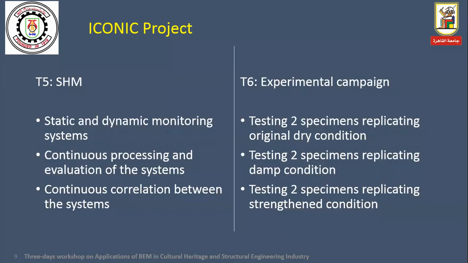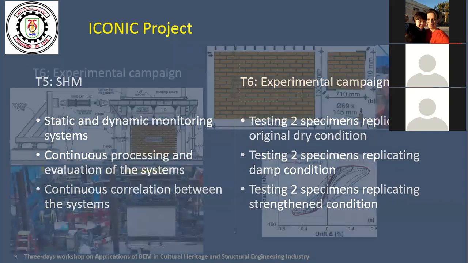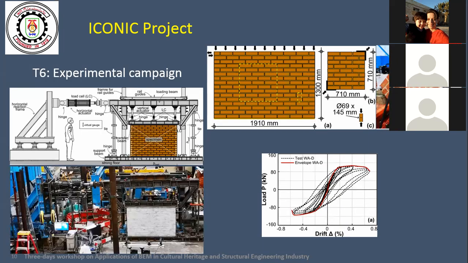Task 5 is structural health monitoring, where we do static and dynamic monitoring systems, continuous processing and evaluation of the system, and correlation between these readings and the structural integrity of the system. Task 6 is an experimental campaign where 2 full-scale walls were tested for dry condition and 2 walls for wet condition, as well as samples of the walls under shear.